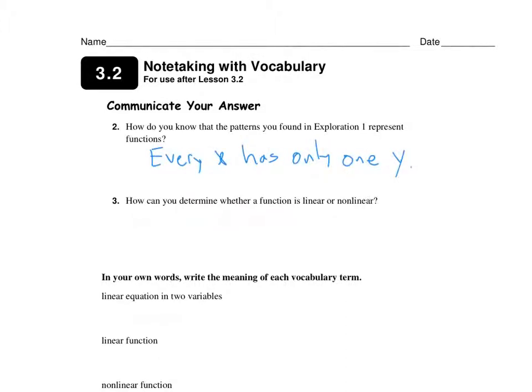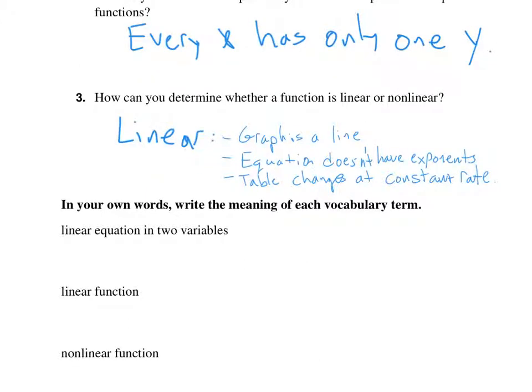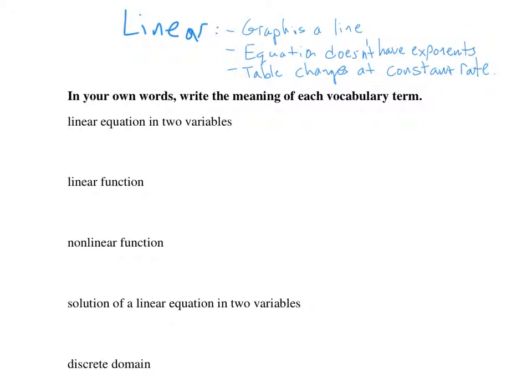First of all, to know it's a function, we know that every x has only one y. If we look at the table or the graph, that's true. And the graphs obey the vertical line test. So if a function is linear, the graph is a line, the equation doesn't have exponents, and the table changes at a constant rate. We're adding or subtracting the same thing every time. So those are the key things we just saw.